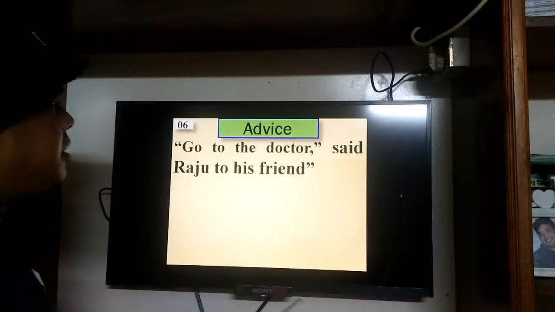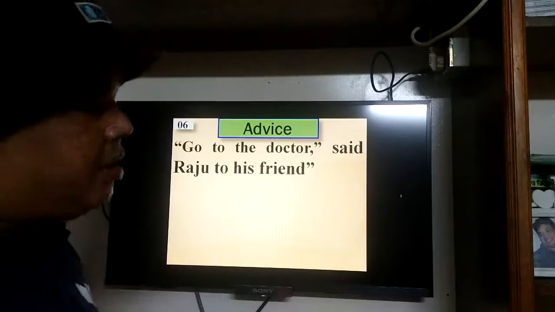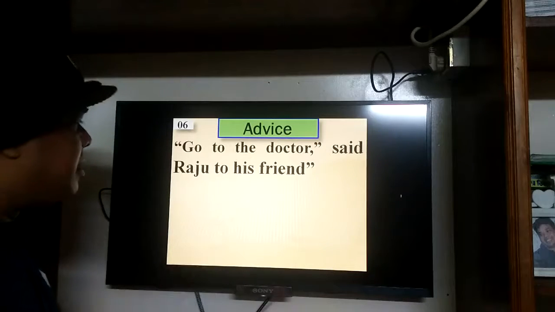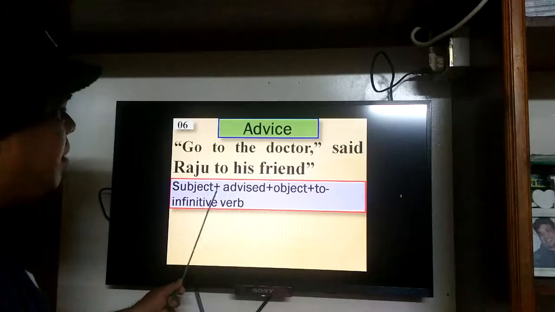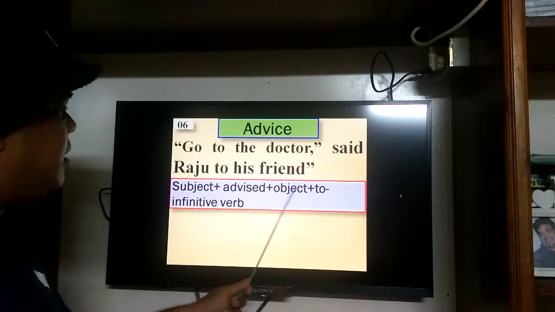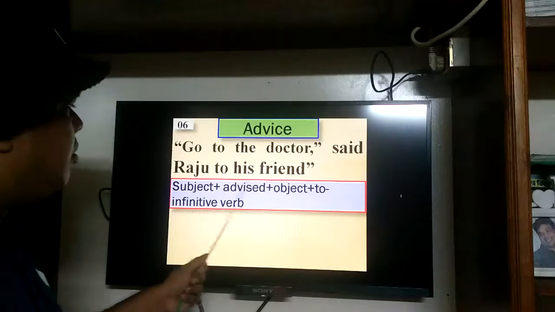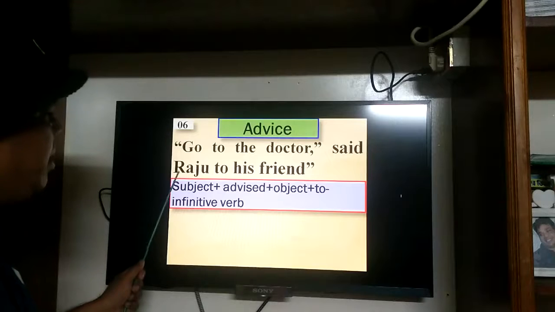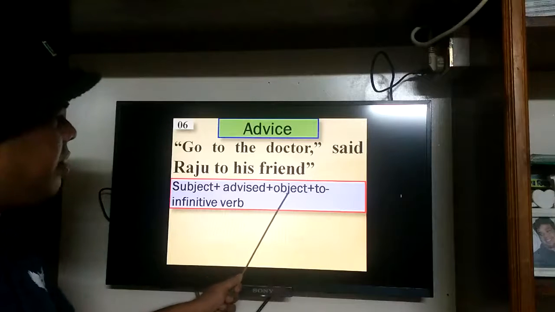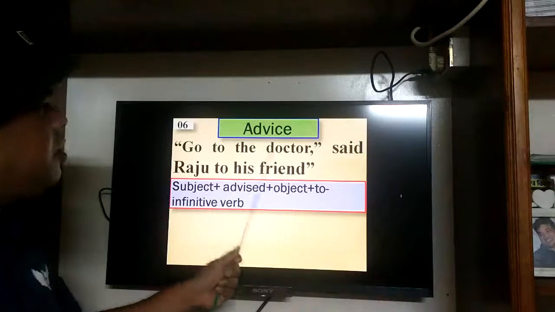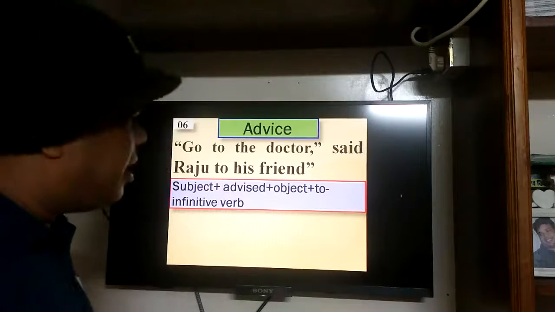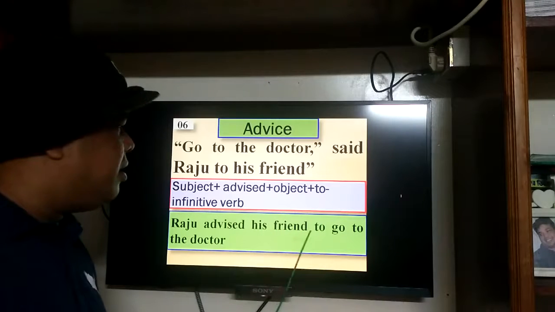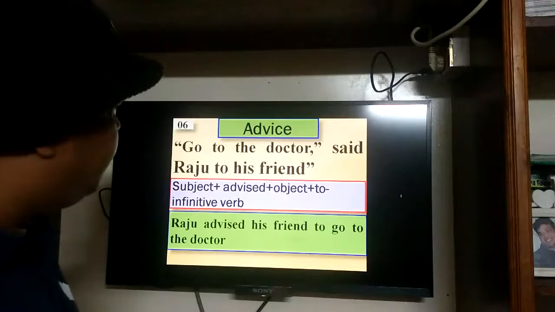Advice: go to the doctor, said Raju to his friend. So you can do the sentence with advice. You can follow the structure, subject plus advised plus object plus to infinitive verb. So Raju is the subject, his friend is the object. So your answer will be, Raju advised his friend to go to the doctor. So you can match the answer with me. Raju advised his friend to go to the doctor.